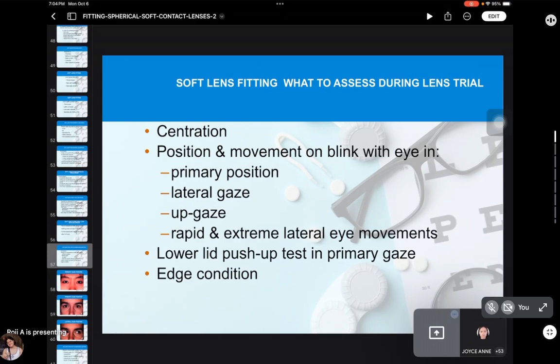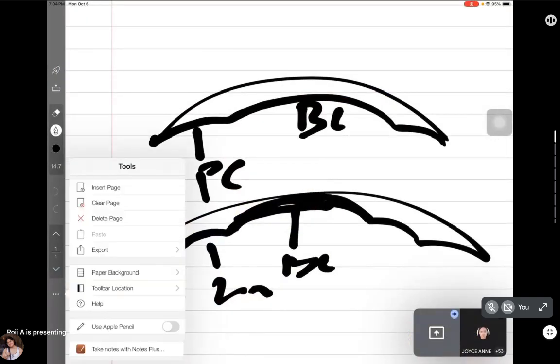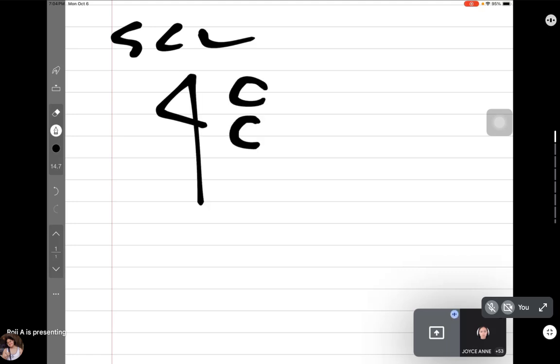Of course, the 4C. Randale, I taught them the 4C. In soft contact lens, SCL, we have the 4C. 1, 2, 3, 4. First is coverage.